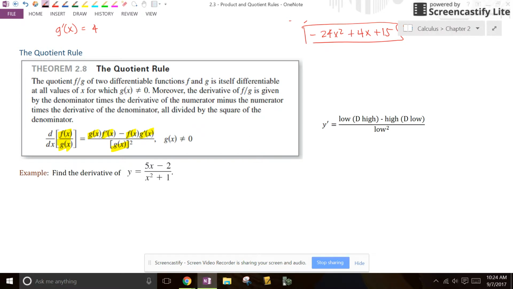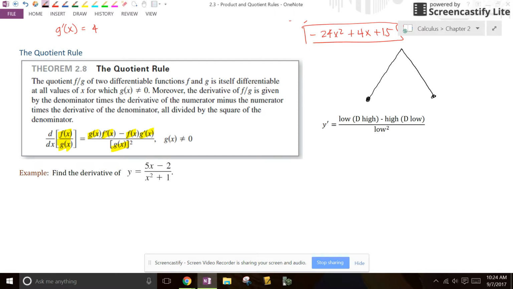That's it. That's it, right? So low d high minus high d low all over the low one squared. And the easiest way to remember that, somebody said last year, they just think of it as a mountain. You would start low and go high, and then you'd be high and you would go low. So that's how they remember that it's low d high minus high d low all over low low.